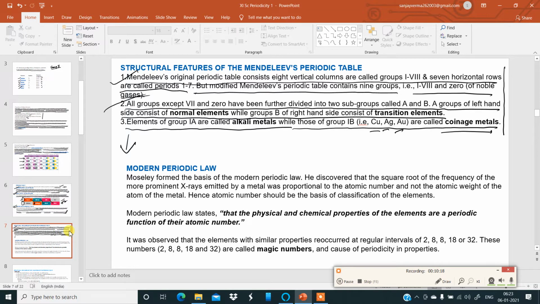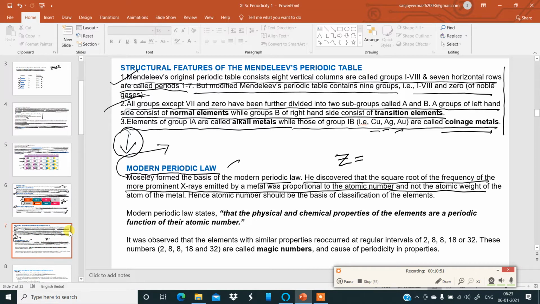After this came the development from the contribution of Moseley. That is why we have the modern periodic law. Moseley formed the basis of the modern periodic law. He discovered that the square root of the frequency of the more prominent X-rays emitted by a metal was proportional to the atomic number and not the atomic weight. So here atomic number plays a very important role in this law.